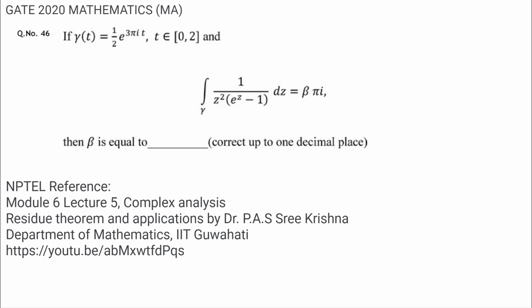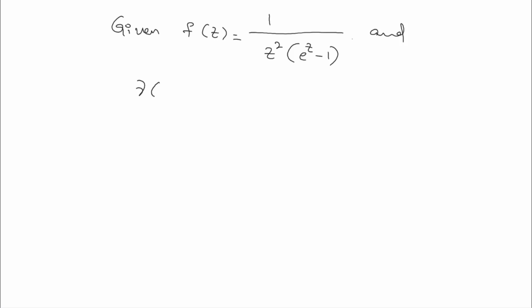Now coming to the solution, we solve this problem using the residue theorem. Firstly, let me write what is given. Given the function f of z as 1 divided by z squared times (e to the power of z minus 1), and the curve gamma given as gamma of t equal to half times e to the power of 3 pi i t, where t belongs to the closed interval 0, 2.